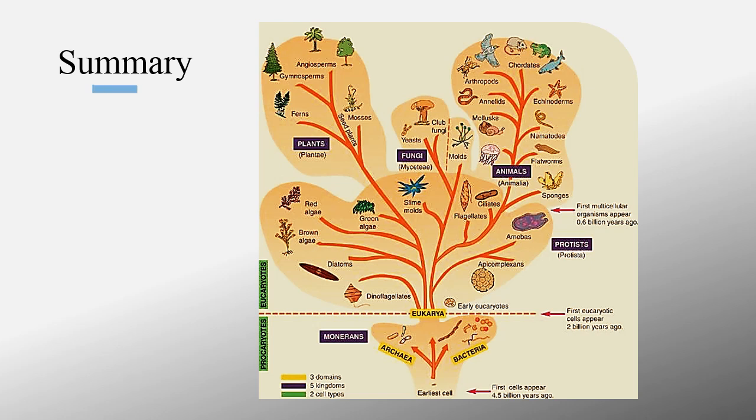As we know, cells can be eukaryotes or prokaryotes. The prokaryotes have the Archaea domain and the Bacteria domain. And then we also have the Eukarya domain, which consists of the plants kingdom, fungi kingdom, animals kingdom, and protist kingdom. The Monera kingdom falls under the Archaea and Bacteria domains.